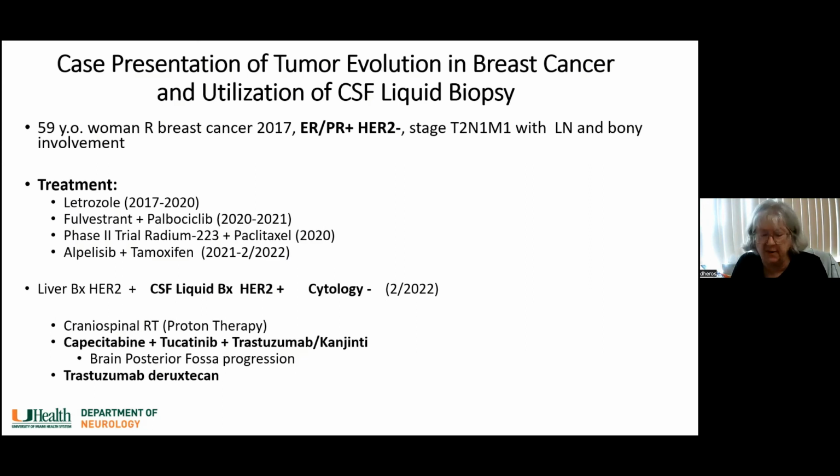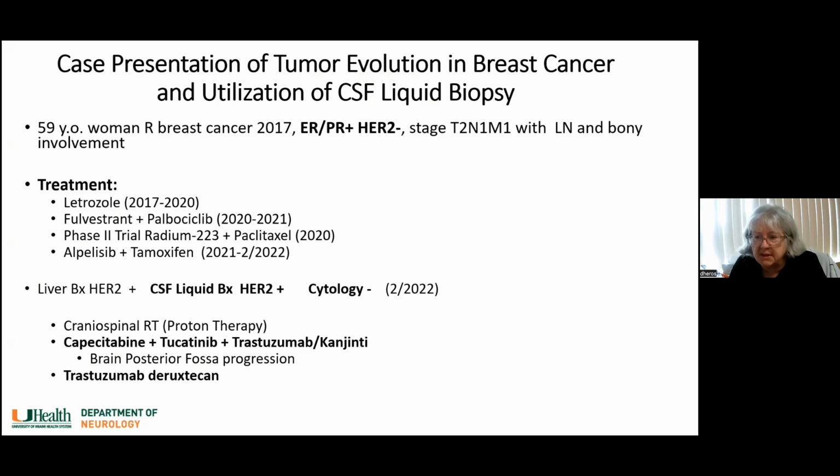And here's an example of how we use this information. This is a 59-year-old woman who presented in 2017 with PR positive disease, but HER2 negative disease, initially with lymph node involvement and bony involvement at the time of diagnosis. She underwent 4 different therapies over the course of 2 years with early recurrence from each therapy. She then developed liver and posterior fossa combined dural metastasis and bulky leptomeningeal disease.